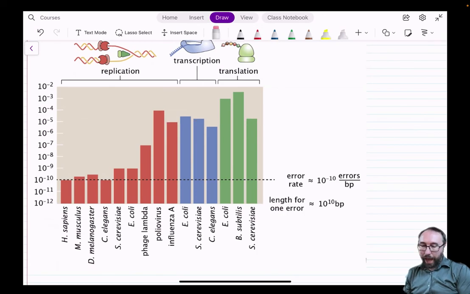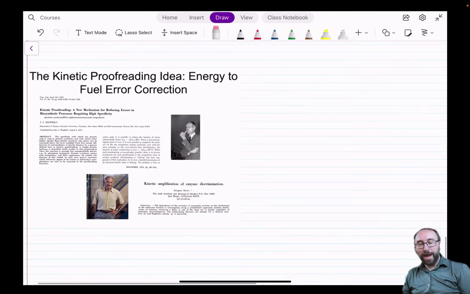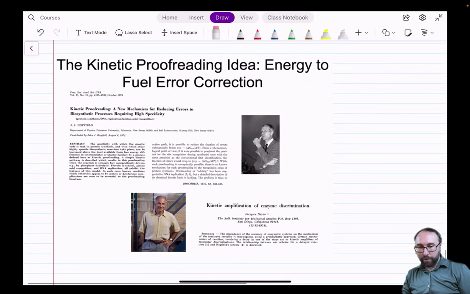And how does this happen? Well, it turns out that you can use energy to ensure fidelity. You can use energy for error correction. And this is this great idea of so-called kinetic proofreading that was developed by John Hopfield and Jack Ninio. And when we talk about defying equilibrium, spending energy to defy equilibrium, we'll go back to this fascinating problem.